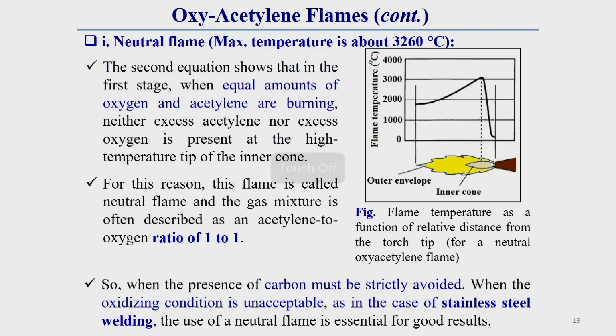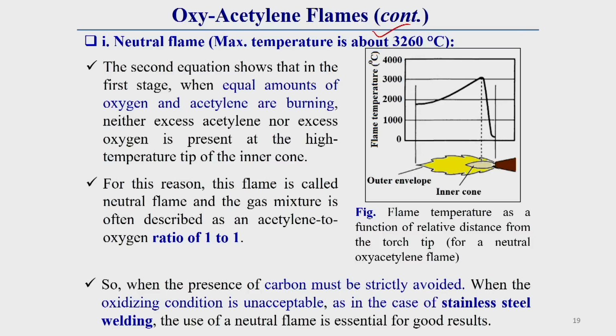Now, the neutral flame. If we further increase the oxygen content from this reducing flame, the ratio approaches 1:1. Once the ratio of oxygen and acetylene becomes 1:1, this flame is called a neutral flame. This neutral flame has a temperature of about 3260 degrees centigrade.